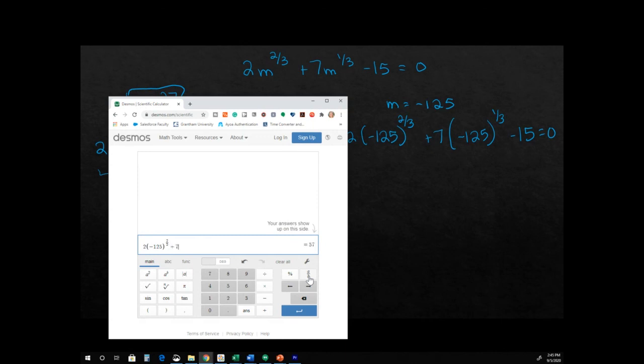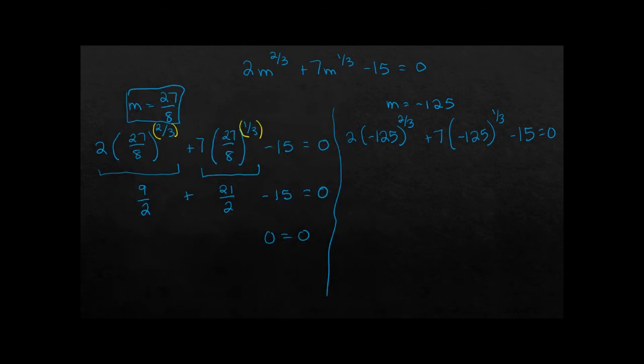Plus 7 times negative 125. I'm going to hit the exponent button, and then the fraction button. Here we've got it down, 1/3, and then minus 15. And you can see that that also comes to 0. So that means that this does work. It is a valid solution. So when we plug it in, this also gives us 0 equals 0. So we have negative 125 as a solution.